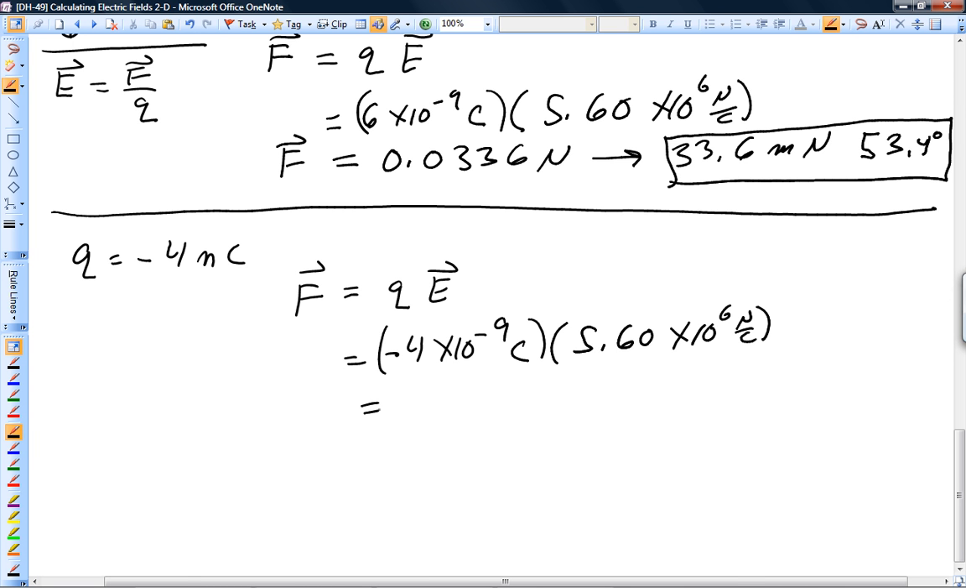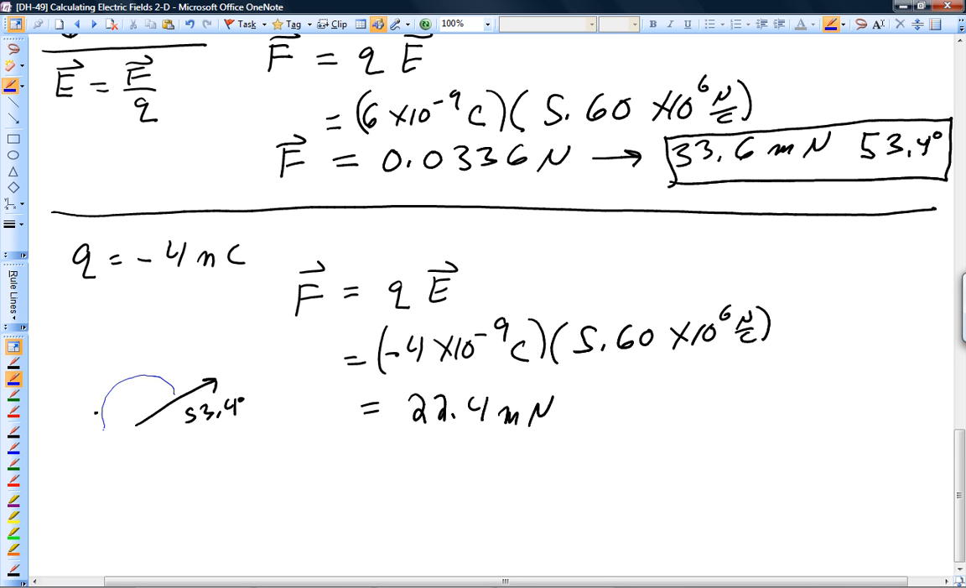What the negative means is that it is going to be attractive, and it's going to be the opposite direction that it was before. So I can just tell you 4 is 2/3 of 6. So the magnitude here is going to be 22.4 millinewtons, or 22.4 times 10 to the negative 3 newtons. But the direction is going to be the exact opposite of 53.4 degrees.